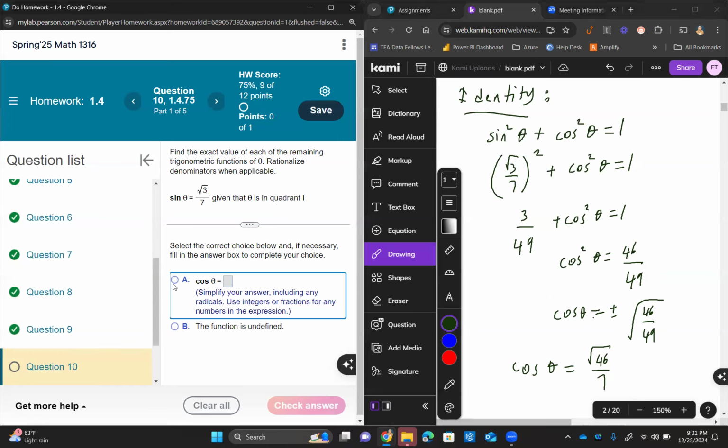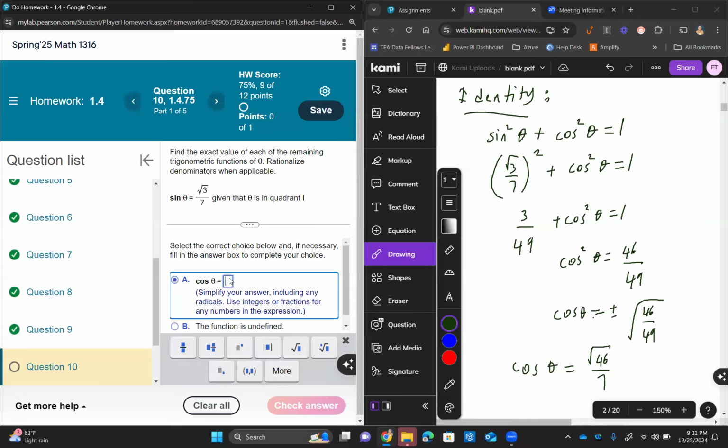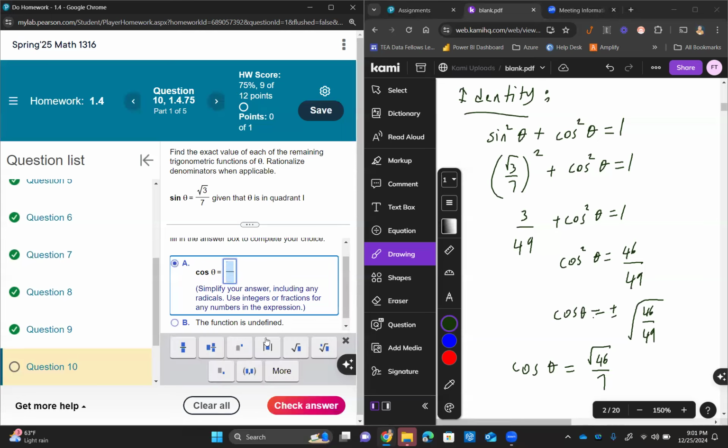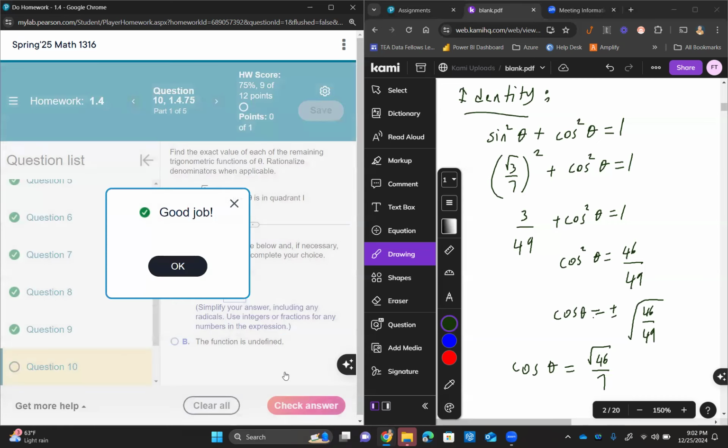So here I'm going to choose A, and I will tell them that the cosine value of this angle will be radical 46 in the top, and I need a 7 at the bottom. And I will check this answer before other parts open up.